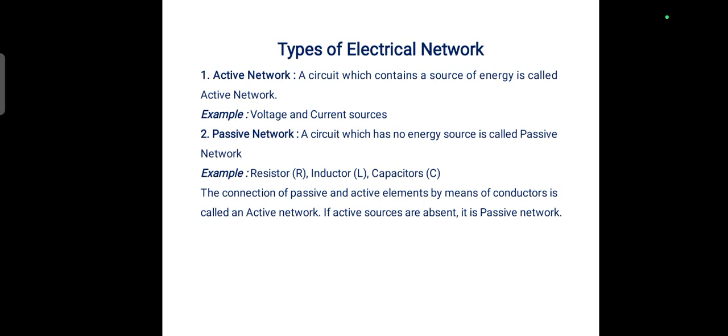A passive network is a circuit which has no source of energy. That is, it has only resistor, inductor, and capacitor. The connection of passive and active elements by means of conductor is called an active network. If active sources are absent, it is a passive network.